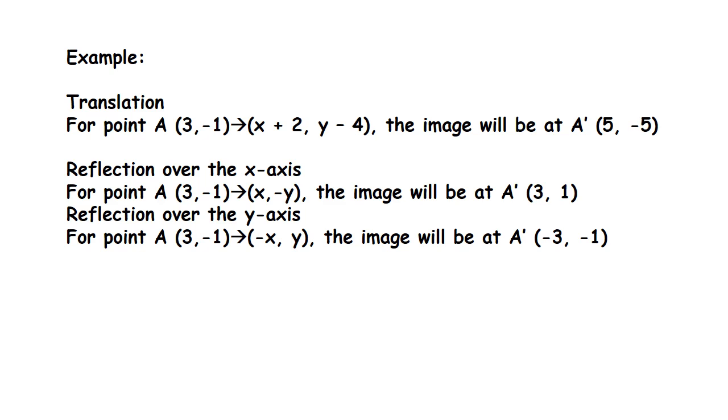If we do a reflection over the x-axis for point A, 3, -1, the image will now be at A prime, 3, +1. And a reflection over the y-axis for point A, 3, -1, the image will now be at A prime, -3, -1. Just note the sign change.